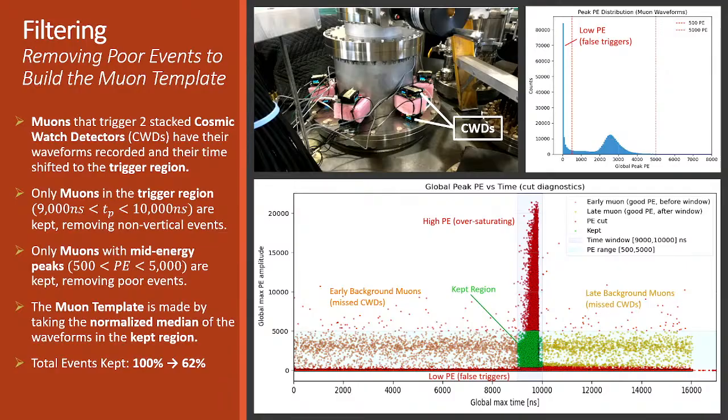Just from those, we take a normalized median of all those waveforms and we get a template of what an average muon should look like.